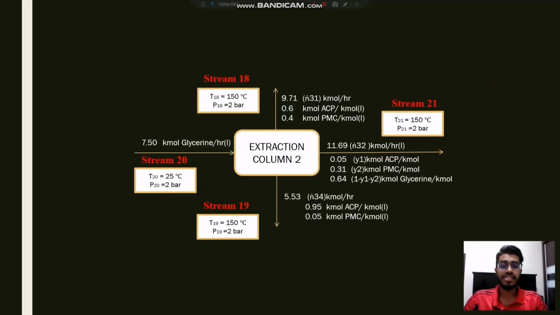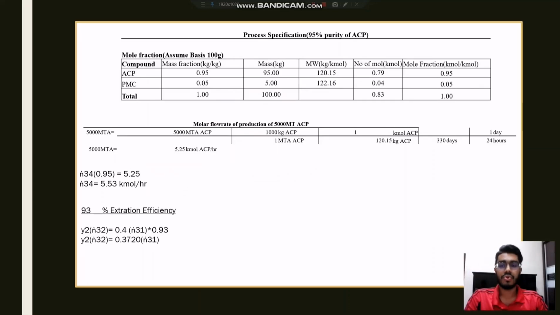To begin the calculations, we first have to look at extraction column 2. A basis of 7.5 kilomole of glycerin per hour is given by the question at stream 20. Also, at stream 18, the molar composition of ACP and PMC are given as 0.6 and 0.4 respectively. By using this information, we can then obtain the values of N34, and by using the information of 93% extraction efficiency of PMC, we can obtain the equation below.